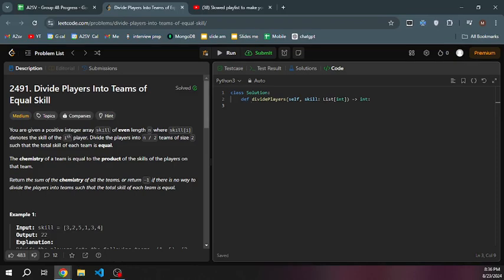Today we are going to solve this problem: Divide players into teams of equal skills. Let me read you the problem statement.